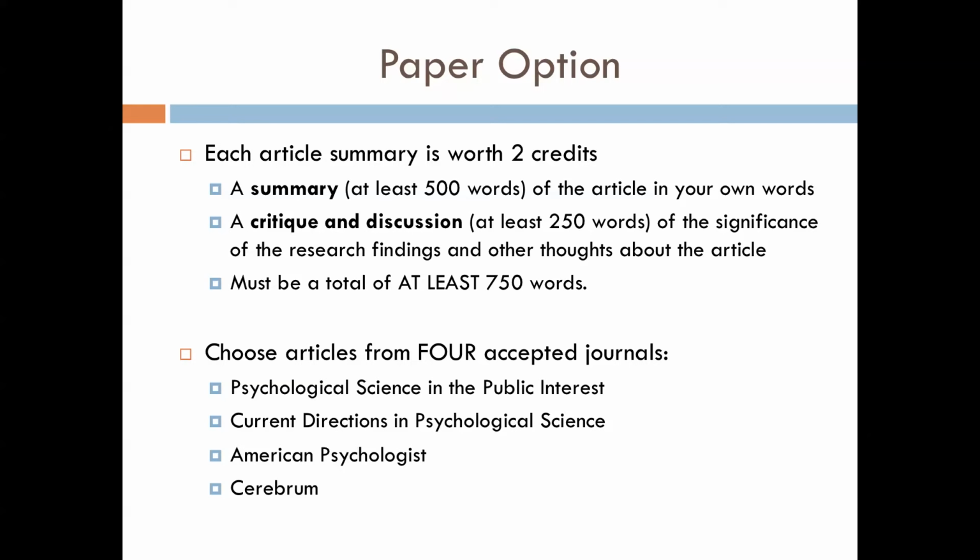You must choose from one of 4 accepted journals to find the article that you will summarize: Psychological Science in the Public Interest, Current Directions in Psychological Science, American Psychologist, or Cerebrum. Links to these 4 journals are available on Blackboard under the article summary section of Participant Pool.